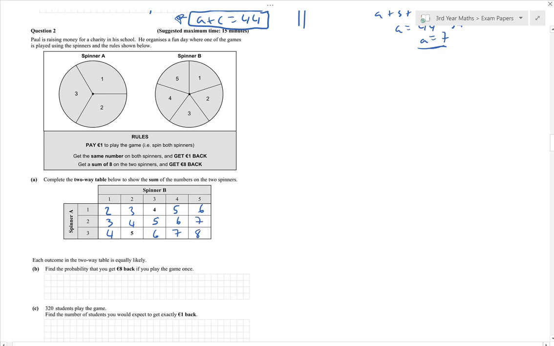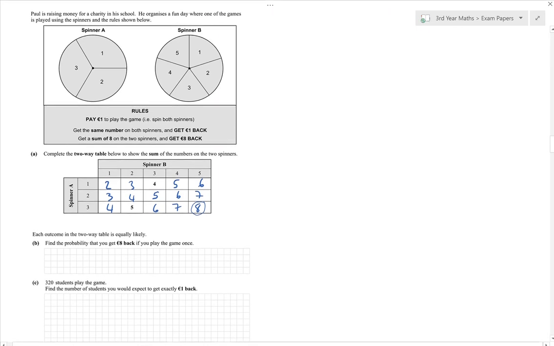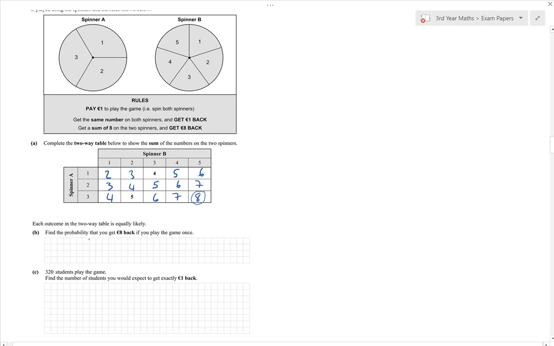Now, if you just look back at the odds here, it's saying if you get an 8 on the spinner, you get €8 back. But there's only one opportunity of getting an 8, and that's if you spin a 5 and a 3. So, anyway, to go to the questions. Each outcome in the two-way table is equally likely. Find the probability that you get €8 back if you play the game once. So, you have only a chance of getting 8 once out of a total of 15.